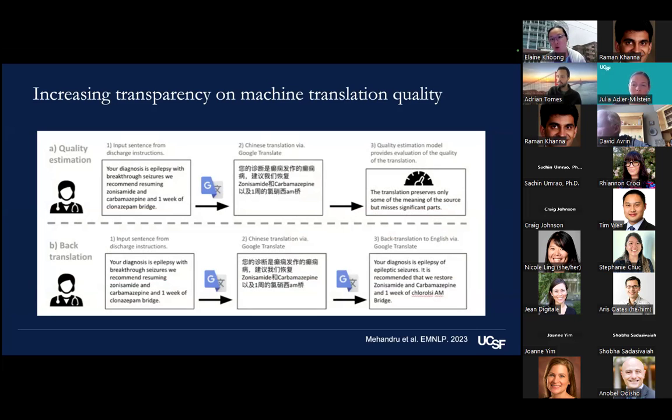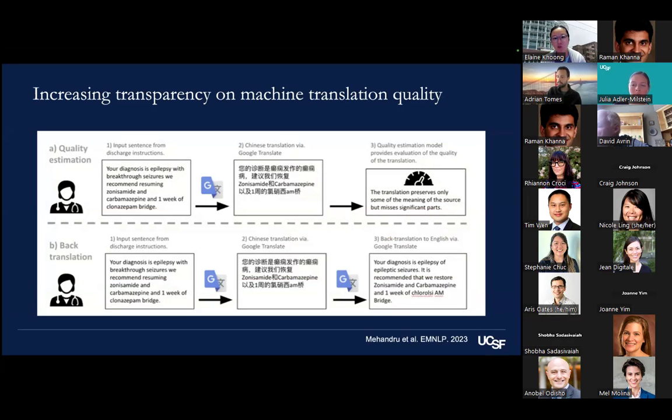The first was using quality estimation algorithms, so pre-existing tools, and just providing a qualitative assessment to the clinician about how likely that machine translation is accurate. So what they did here was they basically said, the translation preserves only some of the meaning of the source, but misses significant parts. And then I think another example was it preserves almost all the meaning, it preserves some of the meaning. So they gave like 3 or 4 categories qualitatively.